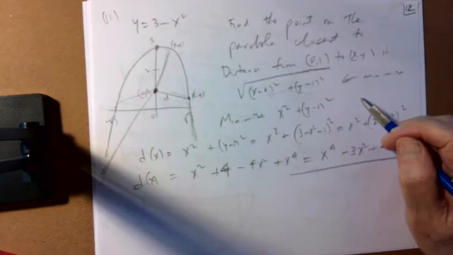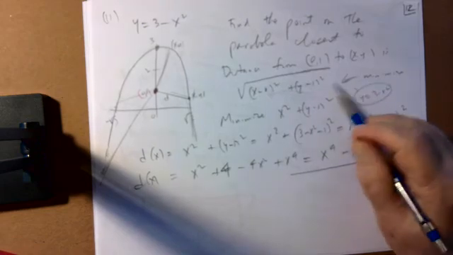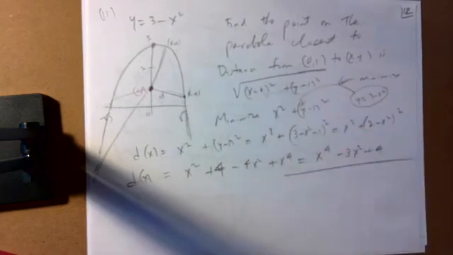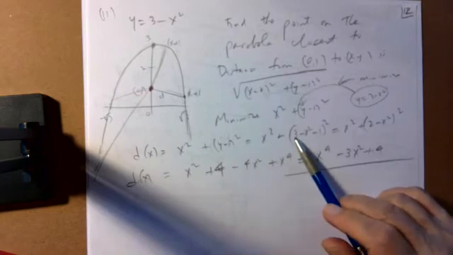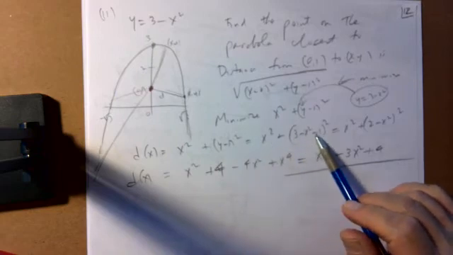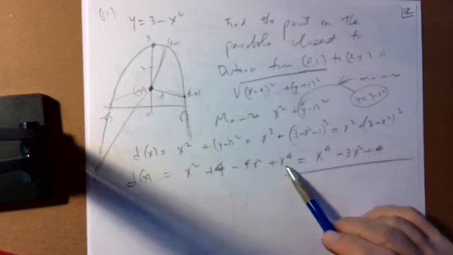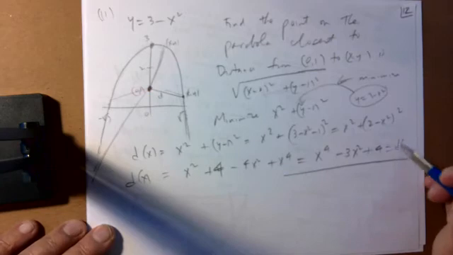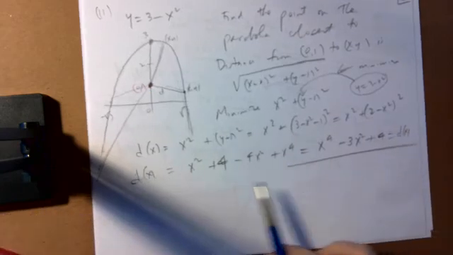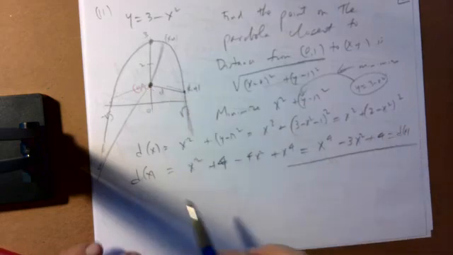And we use the fact that y is 3 minus x squared. Plug that in for y. So x squared plus (y minus 1) squared is x squared plus (3 minus x squared minus 1) squared, which is x squared plus (2 minus x squared) squared. When you square this, you get 4 minus 4x squared plus x to the 4th, which is this. So as a function of x, the distance of the point (x, y) to (0, 1) is given by this.